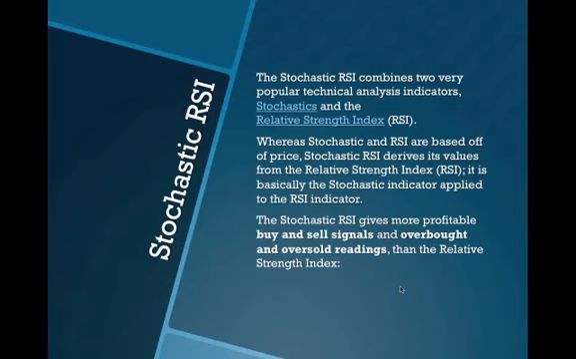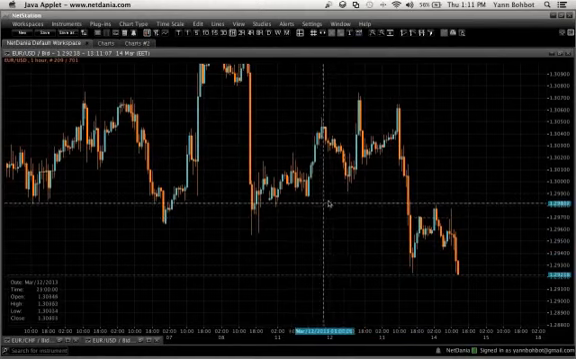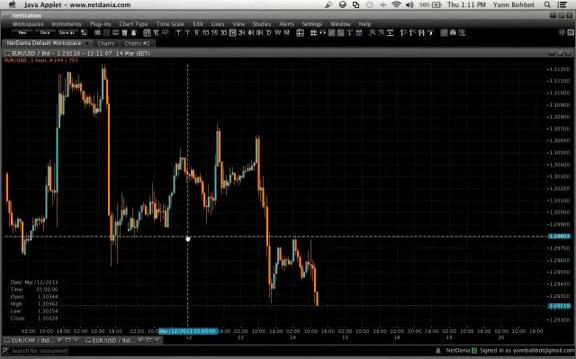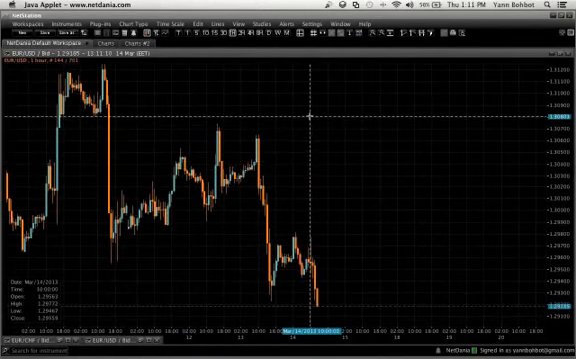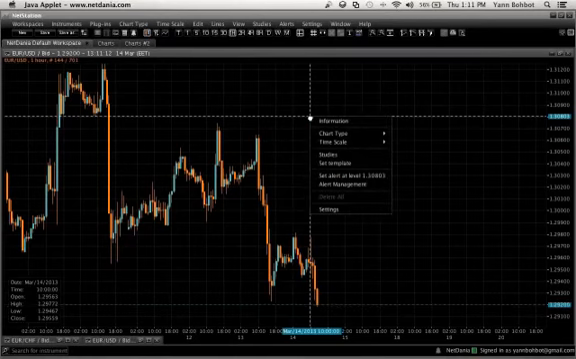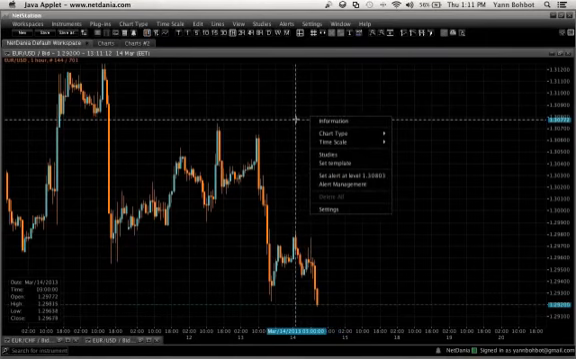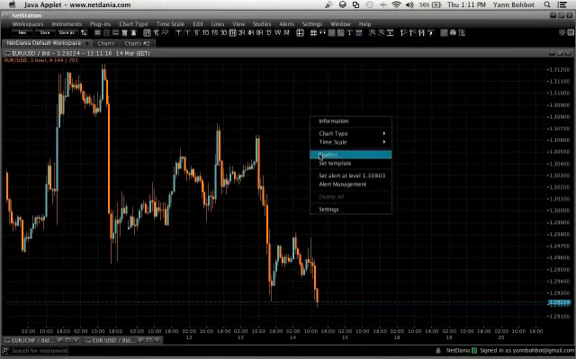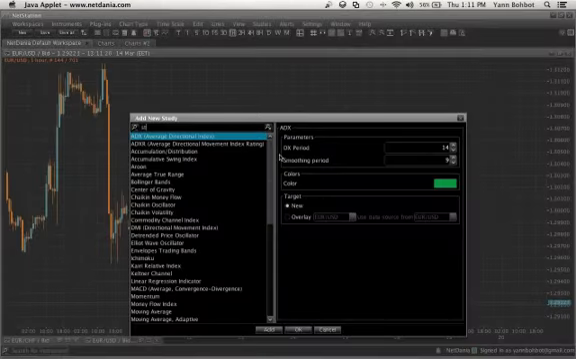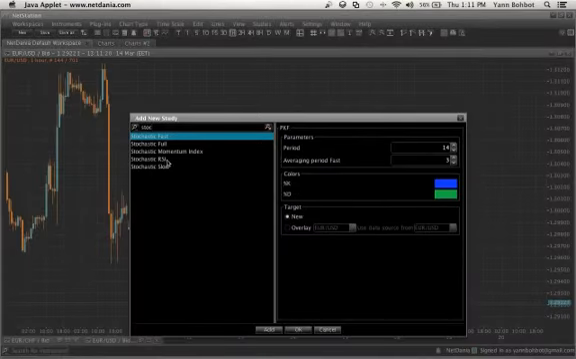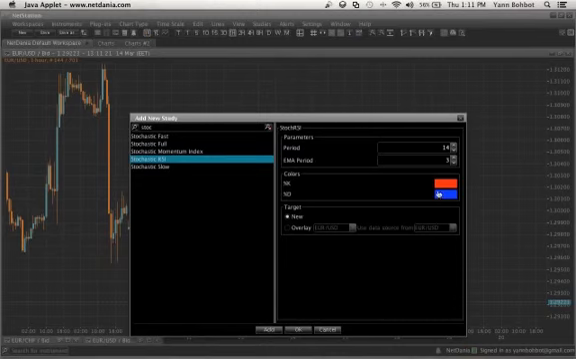Okay, basically, let's see. I want to put the stochastic RSI. You're going to see on your MetaTrader the stochastic RSI, so nothing to worry about. It's basically two small lines. Okay, let's put our studies. Here we go. Stochastic RSI. We're going to put it in blue and red. Basically, it's 14 and 3. Normally, you can change the period depending on the strategy that you want to use.